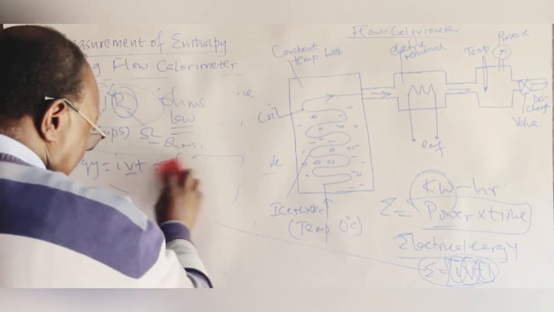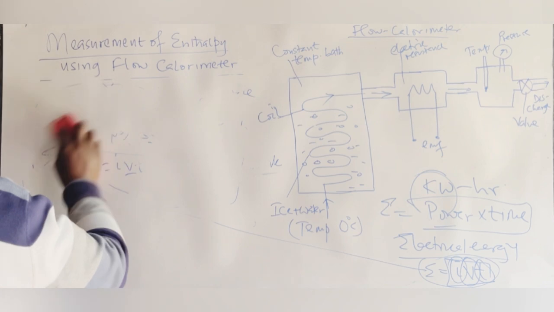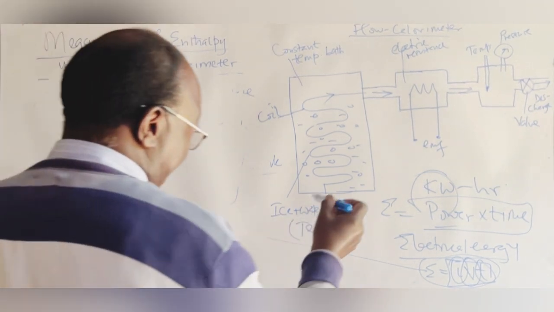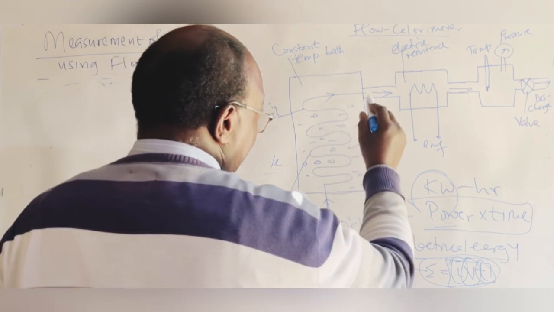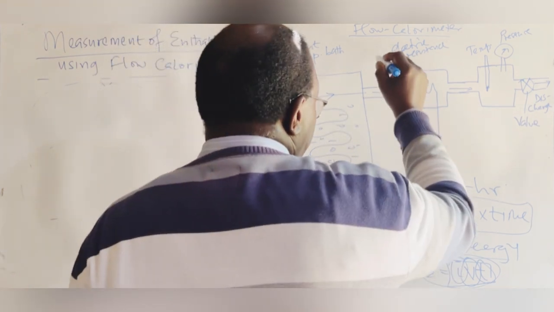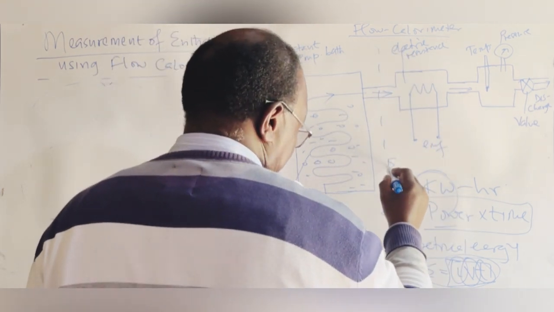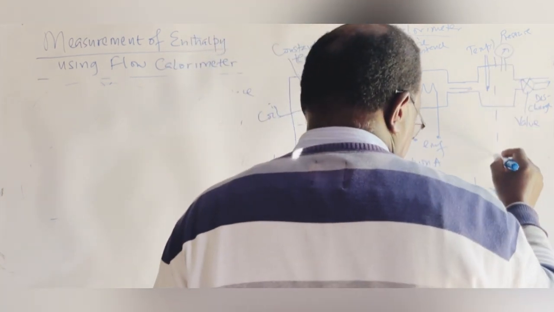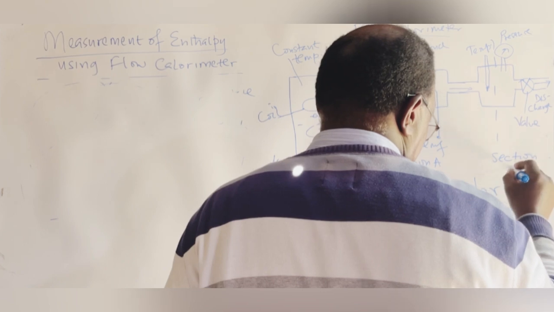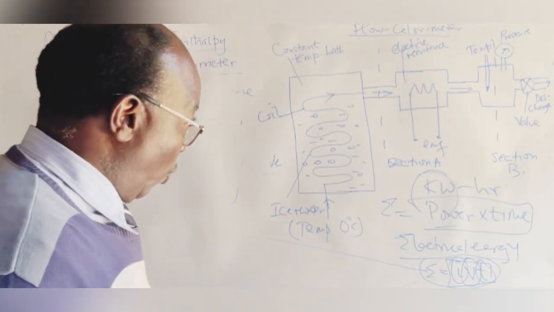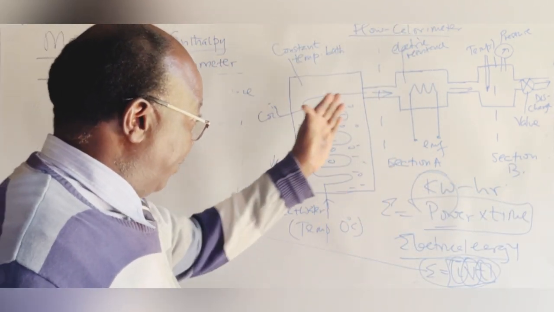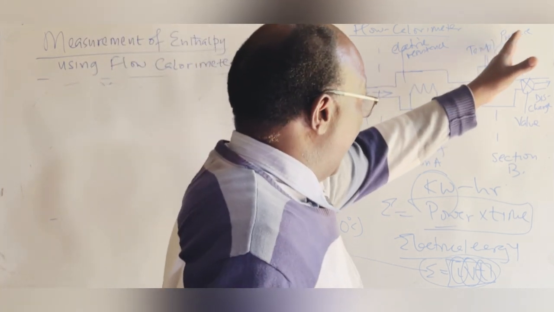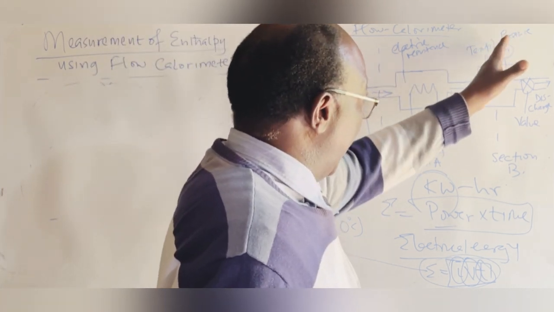Now, once we have done that, we are going to be able to measure as the water flows here. In this section, let's call it section A, and let's call this section B. So what are we having here? We have water flowing. It is heated. We measure the temperature and the pressure.